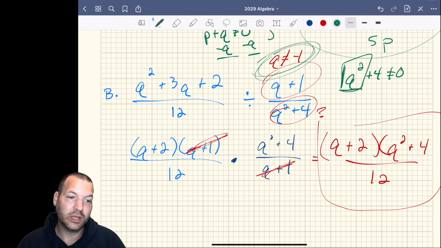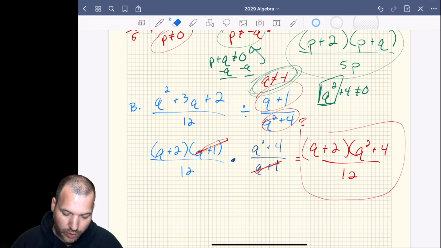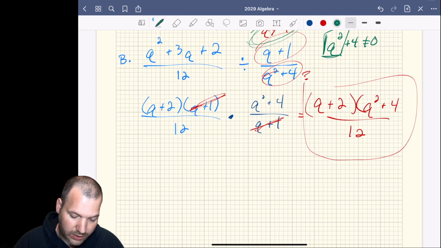And so again, presuming that q is some real number, there is no way that q squared plus 4 can be made to equal 0. So there's no excluded value to worry about there. The other way to think about why q squared plus 4 can't be 0 has to do with what you might try next, which is factoring.